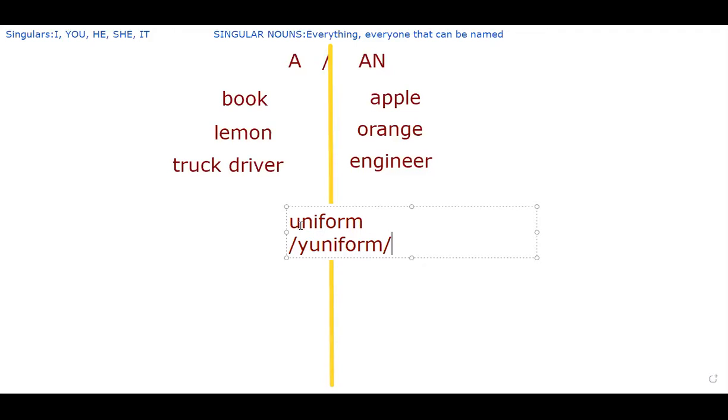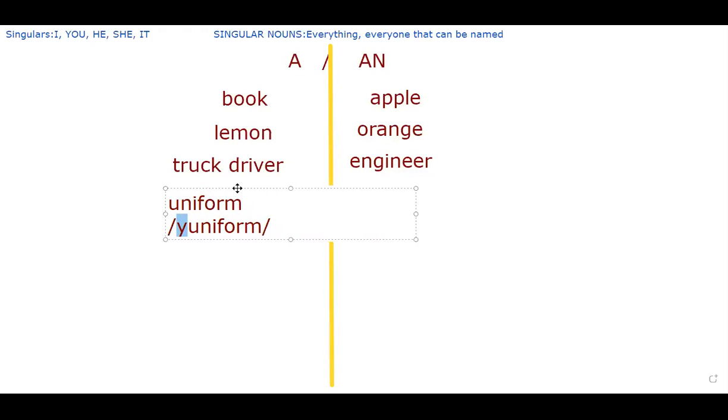No puede ser con vocal porque en inglés, uniform, decimos you. Uniform. Right? So, por el sonido, a uniform. Very good. Lo vamos a poner acá. ¿Ok? Entonces ya no vamos a decir you. Okay? Uniform.